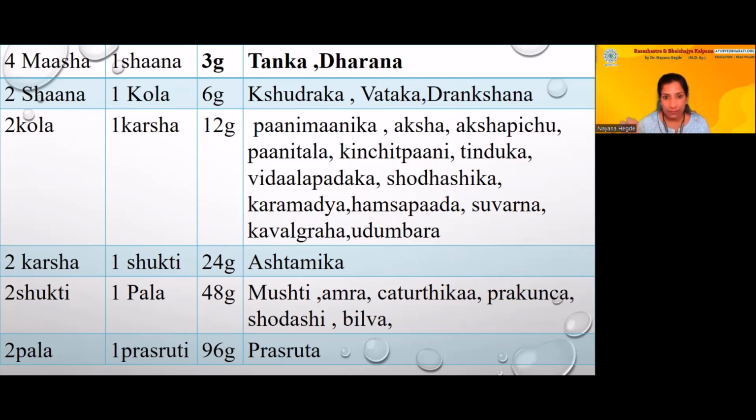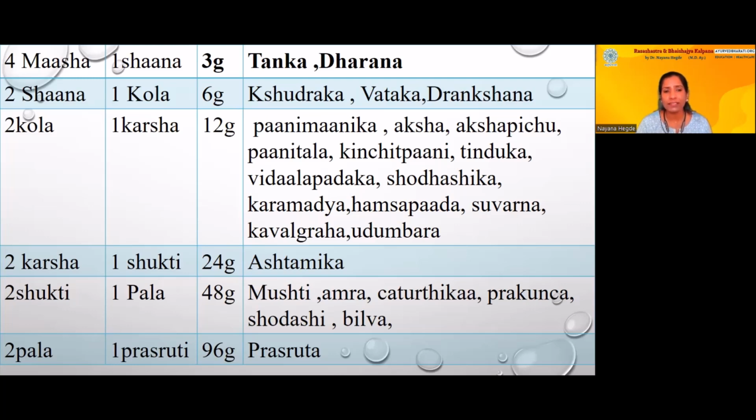These are the synonyms. It is not necessary to understand each word. But from the point of PG entrance, when you are appearing for the post-graduation entrance exam, there are chances they may ask what is Karsha, and give 4 options like Panimanika, Aksha, Udumbara or anything. So if you understand the meaning of these synonyms, you can remember during the PG entrance. But from the point of Bhaishajya Kalpana paper or the UG syllabus, if you know 2 kola is equal to 1 karsha, it's enough.